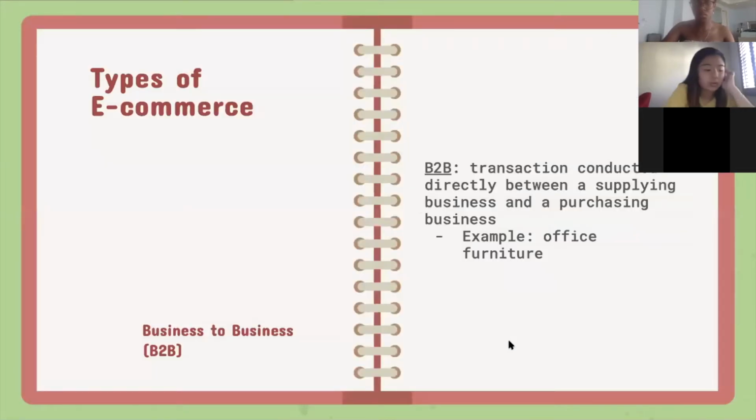Okay, so there are, I believe, three types of e-commerce. The first one is business to business, or better known as B2B. And B2B, the definition of that is transaction conducted directly between a supplying business and a purchasing business. So for example, Facebook could buy office furniture from IKEA. So that's a business to business transaction.